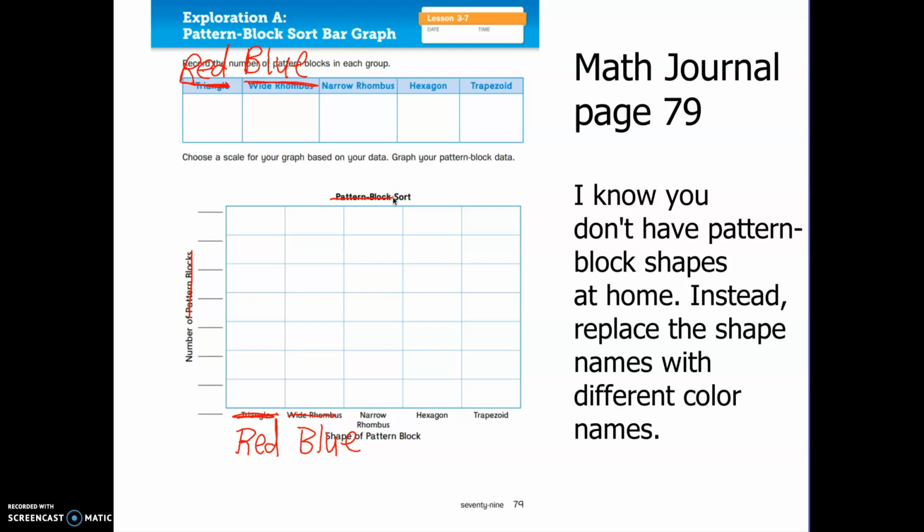Maybe you could do coins, pennies, nickels, dimes, quarters, 50-cent pieces, and dollar bills. There's lots of different options. You could find some toys that you could use to make a bar graph with. Okay? Good luck with that. Have fun.